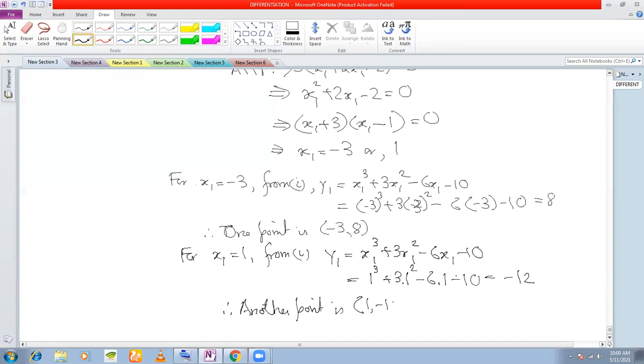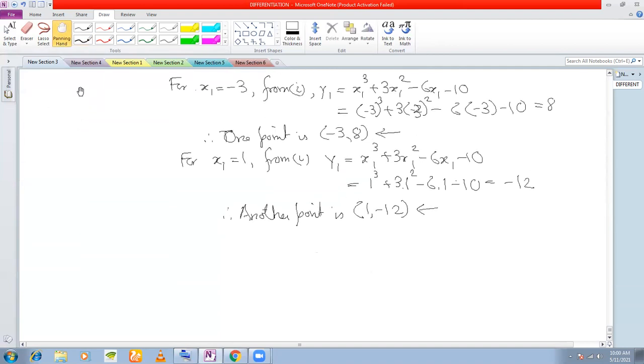1, minus 12. So both these points, minus 3, 8 on the curve and 1, minus 12 on the curve, both of these, the tangents, if you draw at these 2 points, they will have the slope of 3. Okay, is that clear? Or anything that needs to be explained?